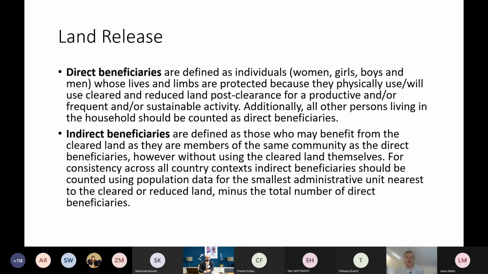For indirect beneficiaries, those are people who are going to benefit from the use of the land in other ways. It's not that they themselves use the land, but because the land comes into use, things change in their community. It may be that because there's more land available for agriculture, there's more agricultural produce available, and that then affects what they can access, and that improves their food security. So we're looking at the community group as a whole as being the indirect beneficiaries. So we take the population count for the administrative unit that the particular land release task is found in as being the number of people that we should count for the indirect beneficiaries. Next slide, please.